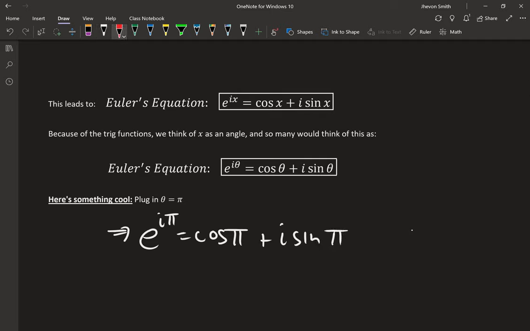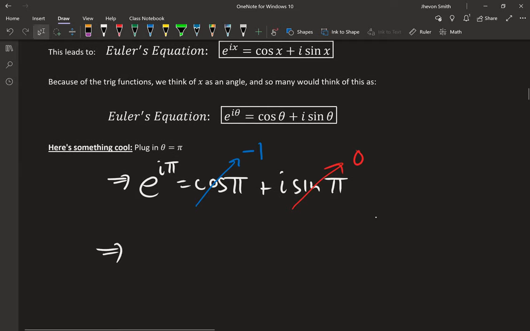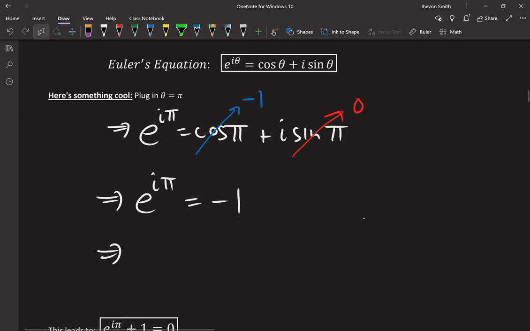Now, of course, the sine of pi is zero. The cosine of pi is minus one. So pretty much we end up with e to the i pi is minus one, which on one hand is super crazy that that even works out. How is it that I put a complex number into the power of a real number and I get a real number? But that's not what's so marvelous. I could actually move the one to the other side. And I obtain this guy.